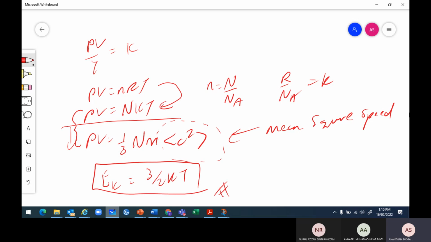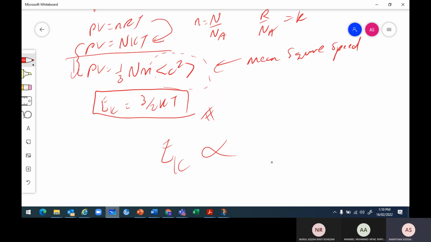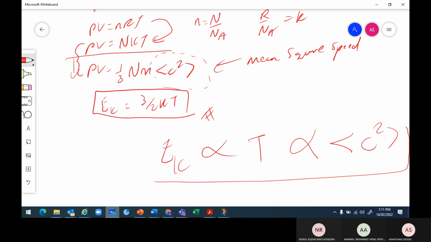Remember, the kinetic energy is directly proportional to the absolute or thermodynamic temperature, and the kinetic energy is also directly proportional to the mean square speed. This is the summary you really need to remember. The kinetic energy of one particle depends only on the thermodynamic temperature, and it is directly proportional to a new type of speed called the mean square speed.